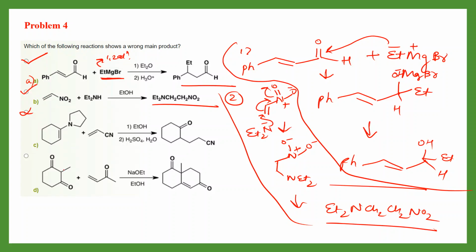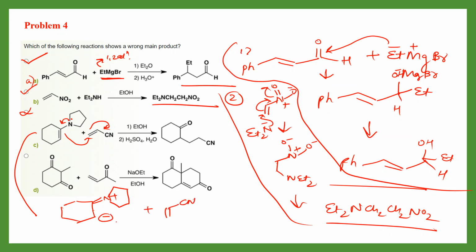Now let's see here. This is your enamine, right? It will attack here. So what product will it form? Come here for this. You will get your product, correct, and here a negative charge will come. I hope you are getting it.